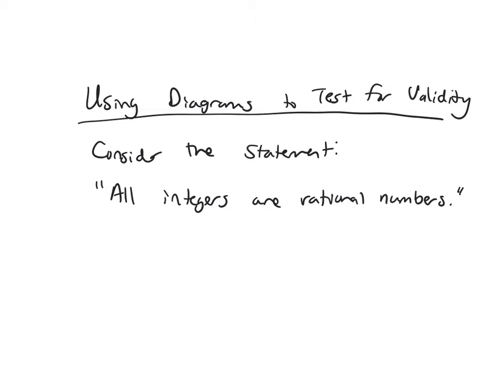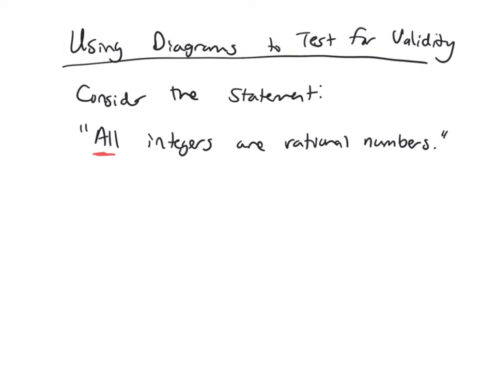Now remember that this is a universal statement. It's universal because of the word all appearing here. So we could write this formally. And how would we write this statement formally? With symbols. So it would be universal quantifier for all n in the integers, for every integer, it's a rational number. So n would have to be an element of the rational numbers, which we use Q for.